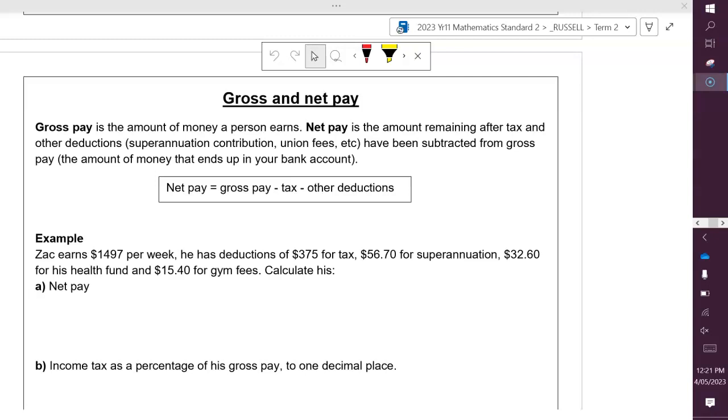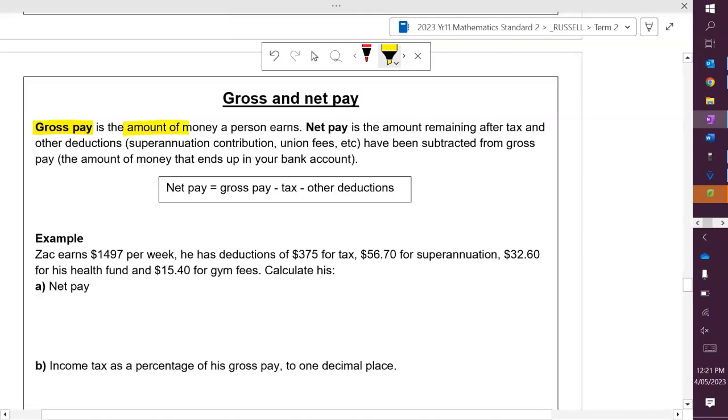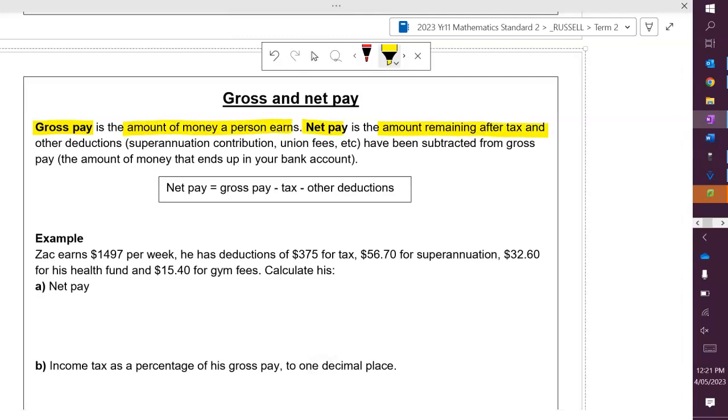In this lesson, we're looking at gross and net pay. So our gross pay is the amount that you earn, and our net pay is the amount that's remaining after tax and any deductions. The way that we're trying to remember it is that gross pay is called gross pay because it's actually something that we don't get, so it's not as nice as what it should be.